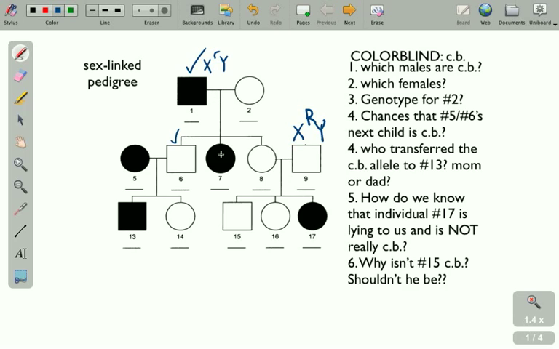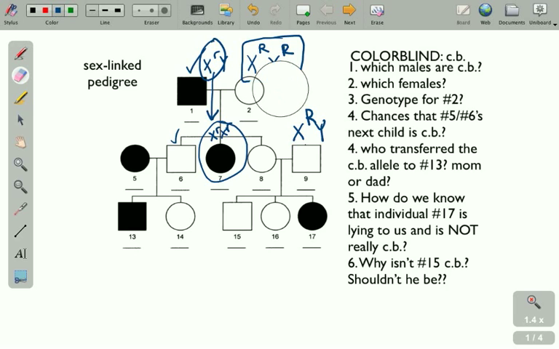For the females, you need to figure out what the children are, because there's no way that this lady is X big R, X big R. There's no way, because look at her daughter. Her daughter is X little r, X little r. Dad gave her one, and mom had to give her the other one. So this can't be the mama. We have to make sure that she has a little r, and that means she gave that to the daughter. So we know what she is.